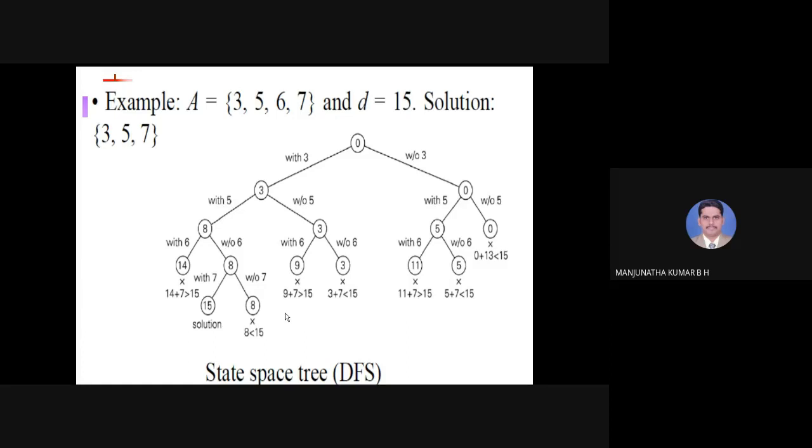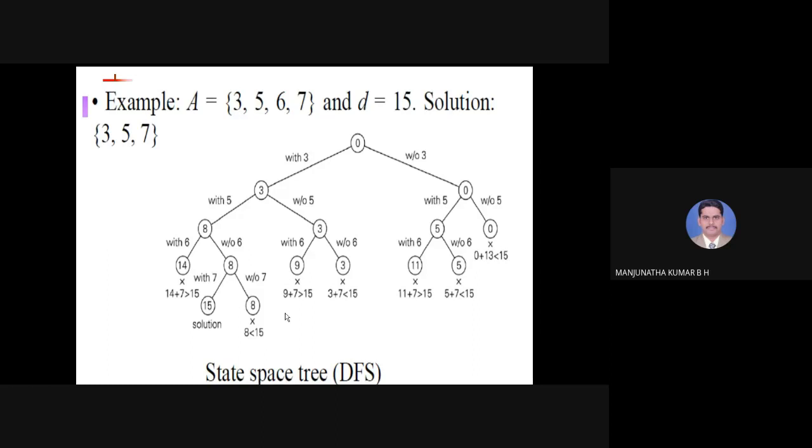6 and 7 are there. 6 and 7 is 13. 0 plus 13 is again lesser than 15. So no more solutions, no other solutions to this problem. The only solution is 357.